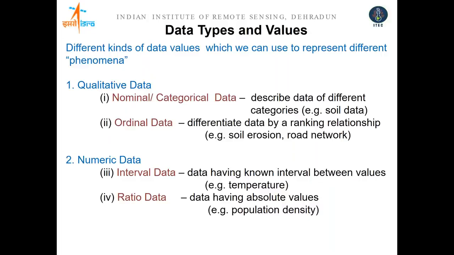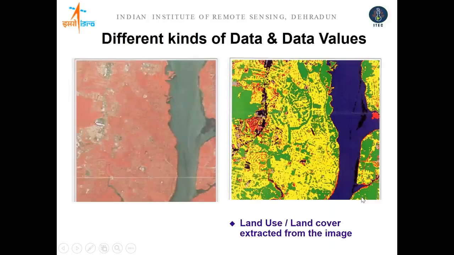So you can see that these are the two major categories, qualitative and quantitative. Qualitative corresponds to nominal or categorical or ordinal. Numeric or quantitative corresponds to interval as well as the ratio data. So you can see that there are various examples. I will show you, this is a classic example of nominal or categorical data, where you are providing the categories of that information.